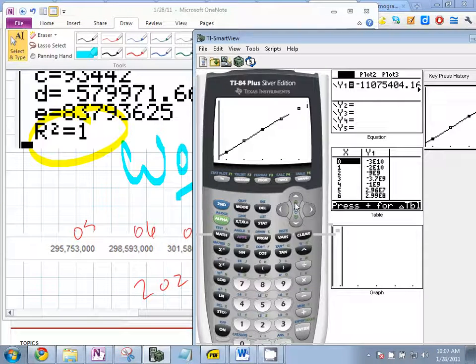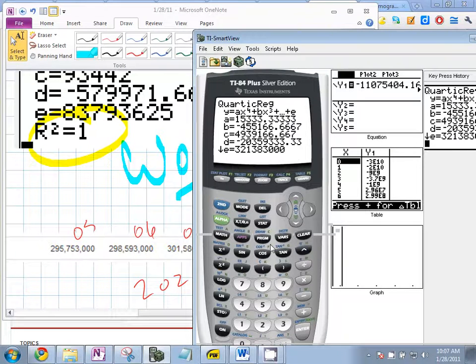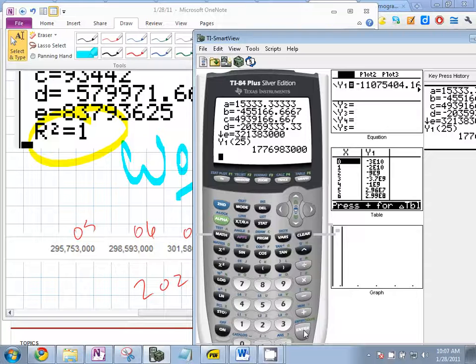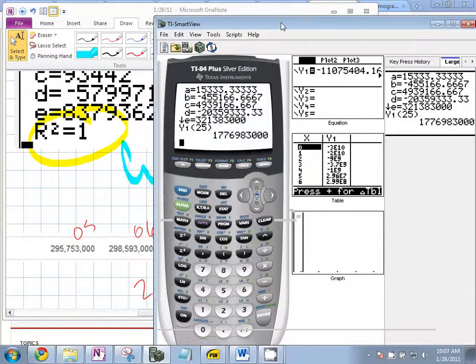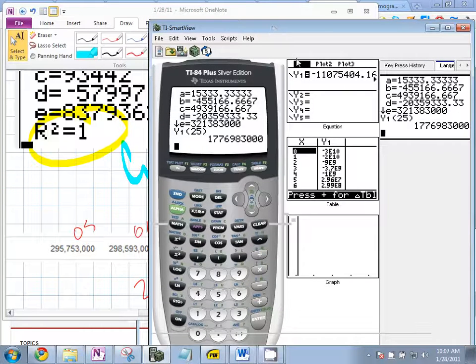So if we go out of this and we want to do y1 at 25, right? What do you end up with? I get 177700000. I got it too. You got different answers? We all just round. This is where it depends on the calculator model and the operating system, so you're going to get slightly different answers. Anyway, is it about the same?